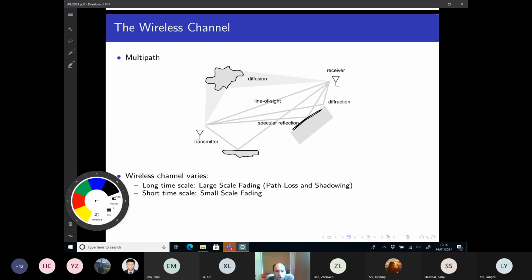In this module, we will not go into the electromagnetism of that. Some people work on that. We will not do that. We will abstract this using a probabilistic model, essentially.